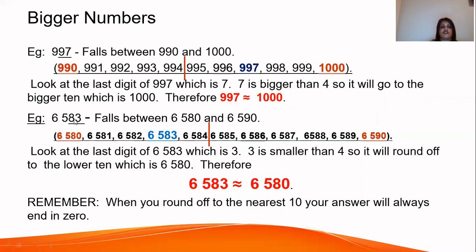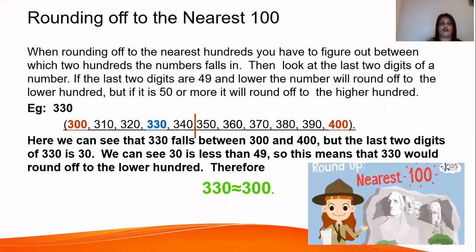Our next number is 6,583. Now, 6,583 falls between which two tens? 6,580 and 6,590. Now, the 3 in 6,583 is lower than 5, so it's going to remain on the lower 10. So I'm going to round down now to the lower 10. So 6,583 rounded off to the nearest 10 will be 6,580. Remember, when you round off to the nearest 10, your answer will always end in a 0.